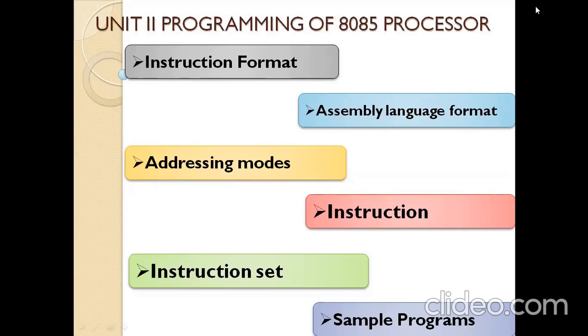In unit number 2, there are 6 topics available. First topic is instruction format. Second topic is assembly language format. Third, addressing mode. Fourth one, instructions. Fifth one, instruction set. Sixth one, sample programs. First, we can see what is meant by instruction format.